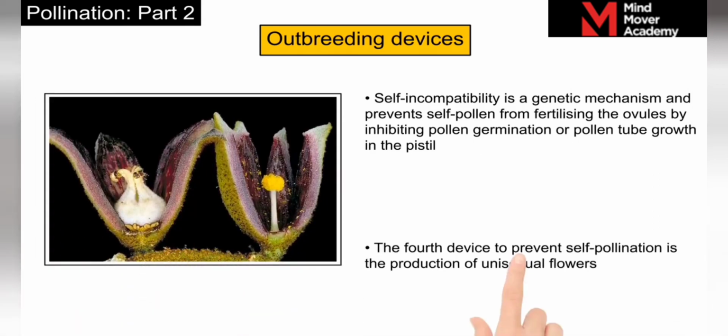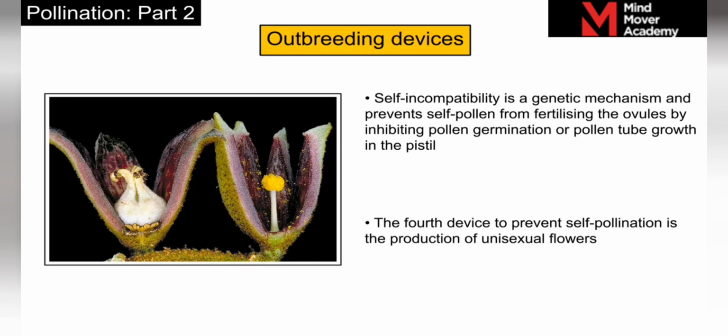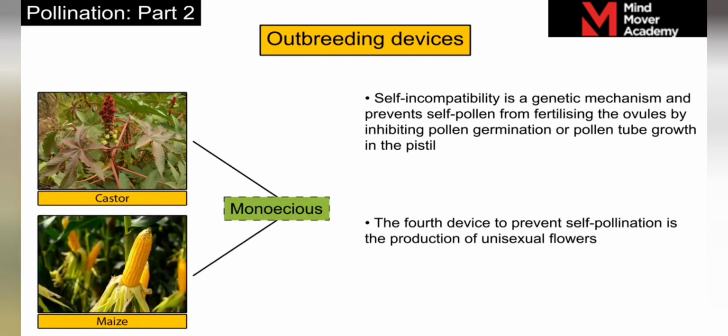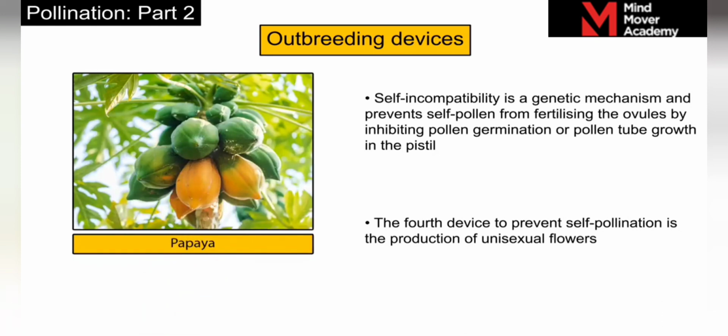Number 4, the fourth device to prevent self-pollination is the production of unisexual flowers. If both male and female flowers are present on the same plant, such as castor and maize, it prevents autogamy, but not geitonogamy. While in other species, such as papaya, male and female flowers are present on different plants. That is, each plant is either male or female, dioecy. This condition prevents both autogamy and geitonogamy.